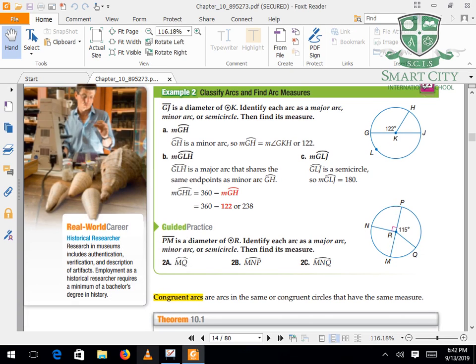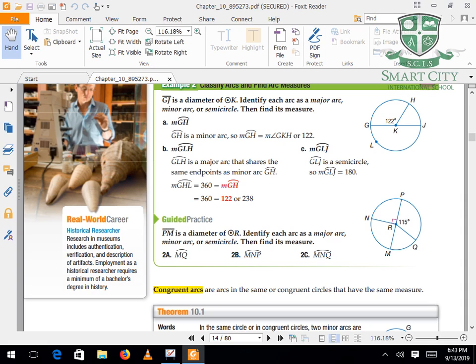Let's see example 2. Classify arcs and find arc measure. GJ is a diameter, as we see, of the circle K. Identify each arc as a major arc or minor arc, then find its measure. Measure of arc GH, from G to H. Is this one minor or major? Yes, minor.